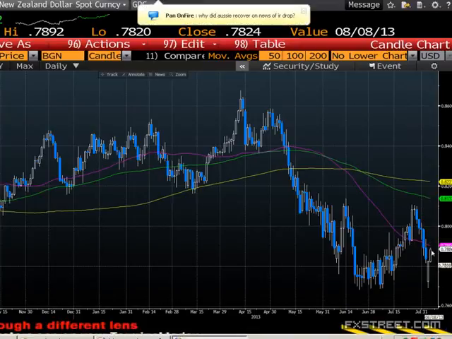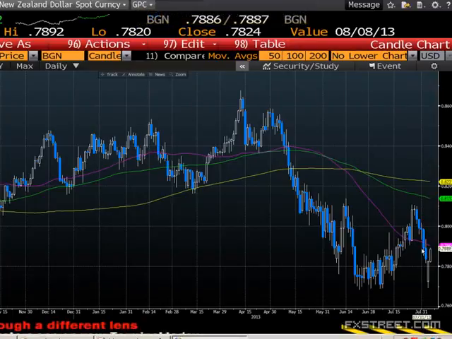some big house price data, which is going to be critical for the RBNZ. So do watch out for that. But as we said, depending, if we can get above 79.05, this resistance level, and we do get better employment data, then we could get back to 80.